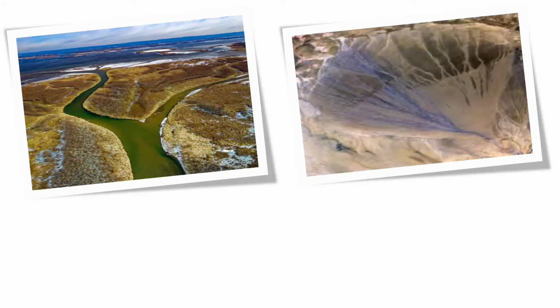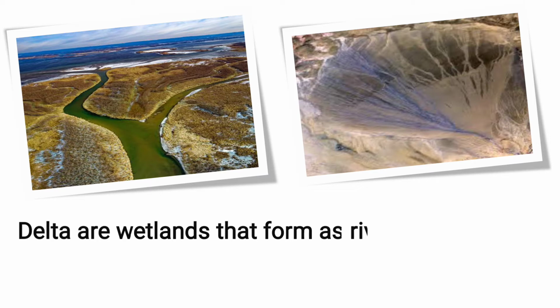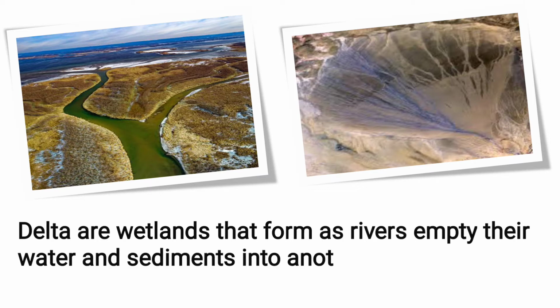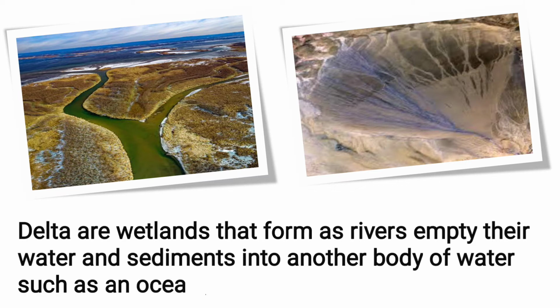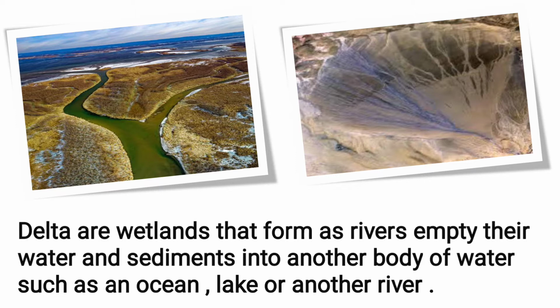Now, the first term in geography we are going to learn about is a delta. Now, what is a delta? Here you can see the picture of the delta on your left hand and your right hand side. Now, what is a delta? A delta are wetlands that form as rivers empty their water and sediments into another body of water, such as an ocean, lake, or another river.